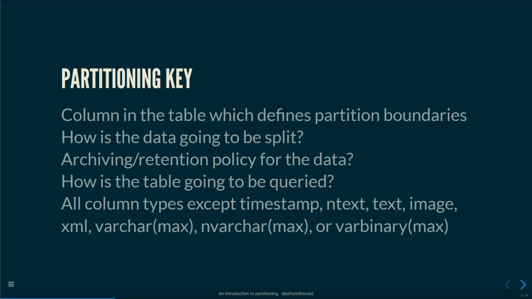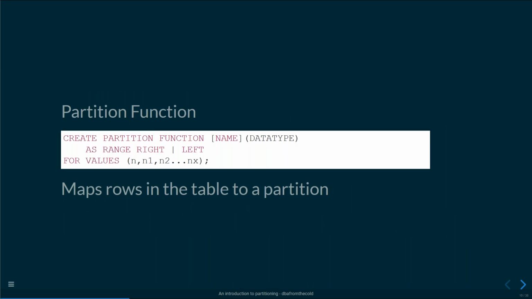Moving on, once we've picked our key, we can then go ahead and build our partition function. Now, the partition function is the object that maps rows in the table to an individual partition. And it's really simple syntax. We just say create partition function, giving it a name, specifying a data type that is the same type as our partitioning key, as range right or left. Now, this is how our partition boundaries work, and I'll talk about that in a little second. And then we say for values, and we specify our initial partition boundary values.